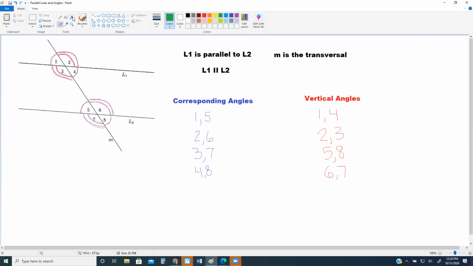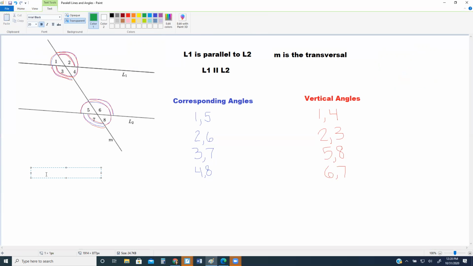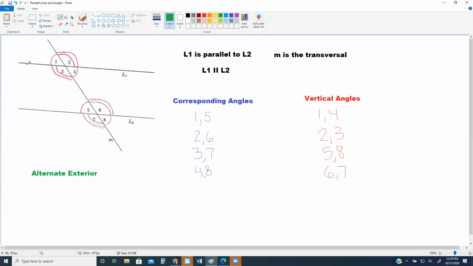All right, so the next kind we have over here, alternate exterior. Now remember, if line 1 and line 2 are the cookie part of an Oreo, the outside of the Oreo is the exterior. You use exterior paint on the outside of your house, and the angles on the outside of these 2 lines are the exterior angles, okay? So the alternate means they are on opposite sides of the transversal. Remember, M is the transversal.